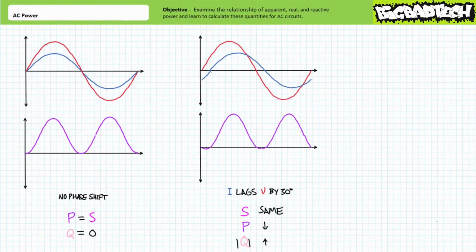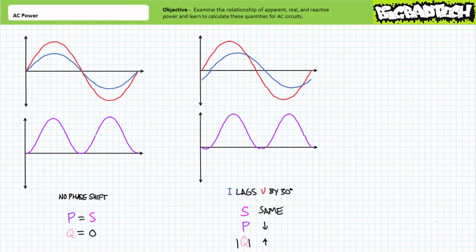Let's now examine a plot of voltage and current, where current appears to lag voltage by, let's say, 30 degrees. Again, voltage and current magnitude and frequency remain the same, only for this occasion, current appears to lag voltage by 30 degrees. This is a common scenario for slightly inductive elements.